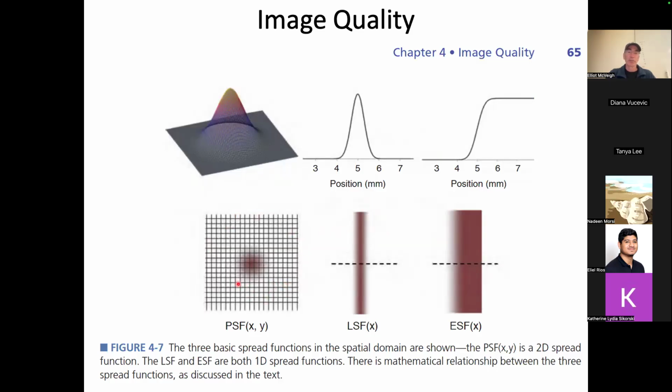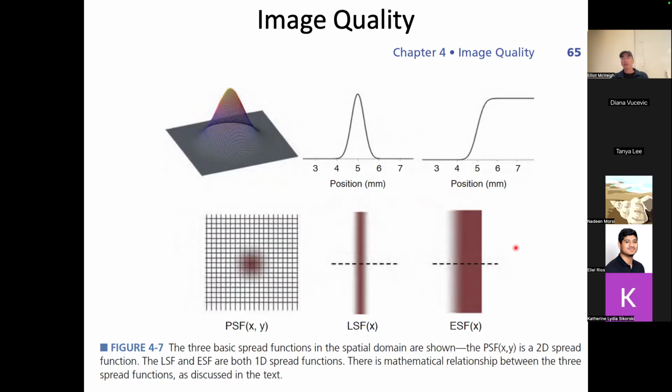Mathematically, here's a 2-dimensional point spread function. It's zero here. It climbs to its peak somewhere in the middle. There's also a line spread function. So if I have a piece of metal that's in the XY plane and it's running down this way, I'll get this sort of 1-dimensional Gaussian as I cross the line.